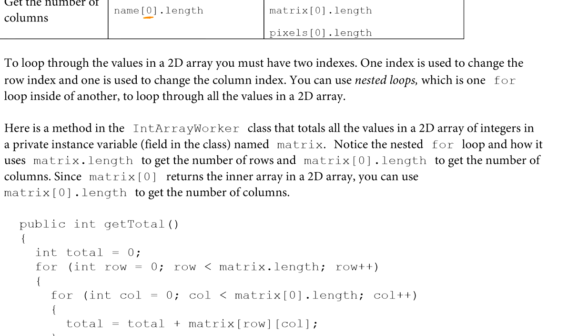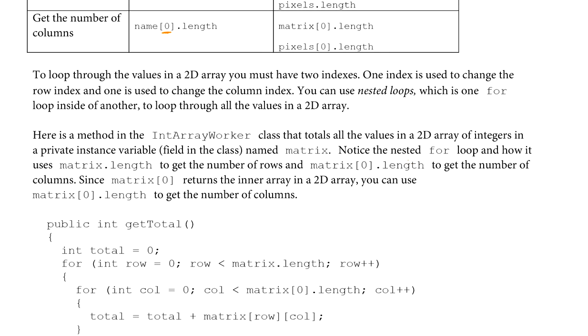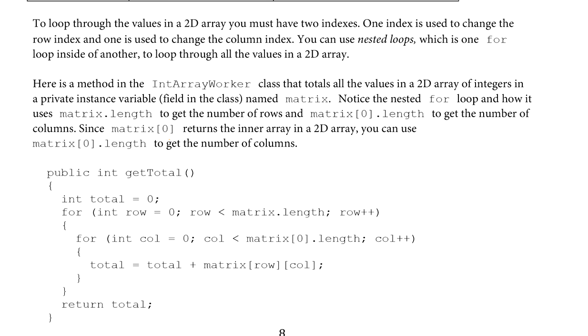Notice the nested for loop and how it uses matrix.length to get the number of rows and matrix at 0.length to get the number of columns. Since matrix at 0 returns the inner array in a 2D array, you can use matrix at 0.length to get the number of columns. And again, if it had 12 rows, you could use any one of them, but we just typically grab the first one.